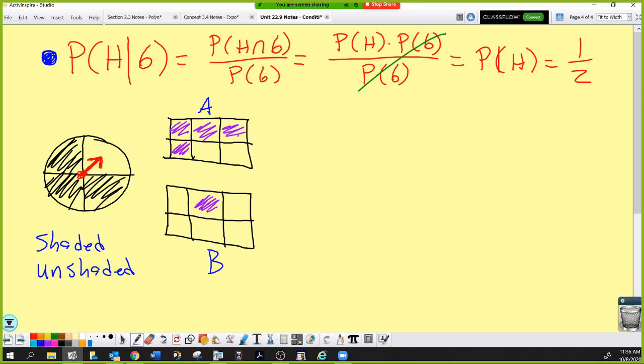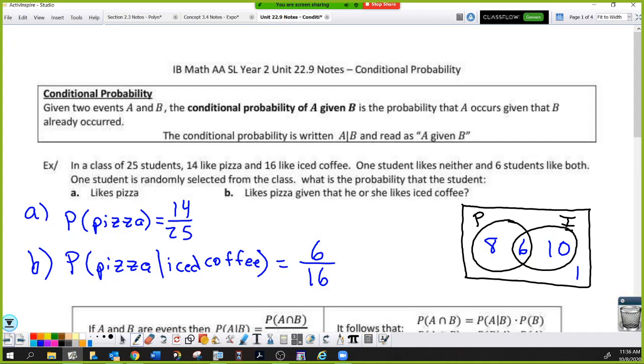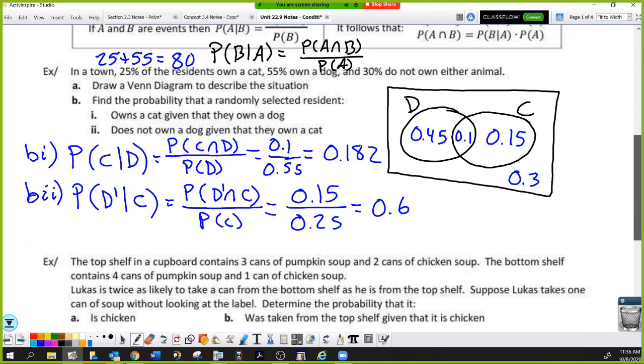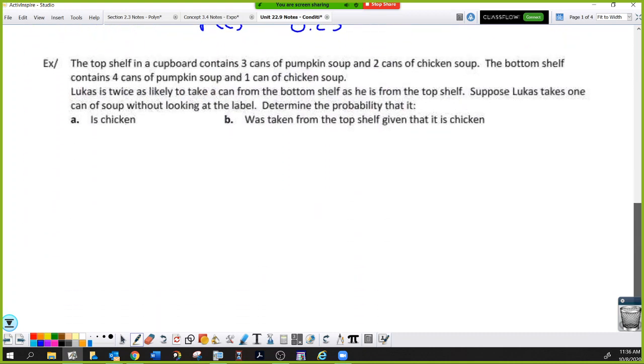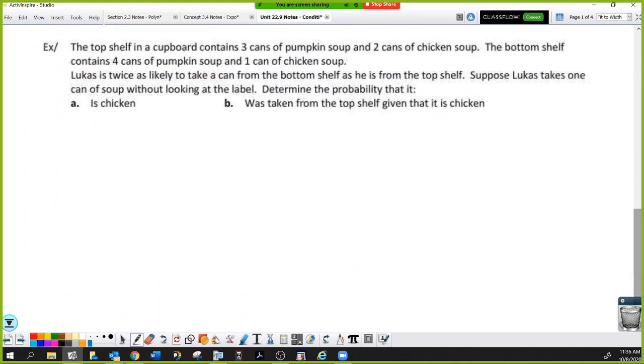Back to our notes. Yeah, that was the correct number of button presses. Okay, the infamous can of soup question. I've seen many IB brains pop on this question.